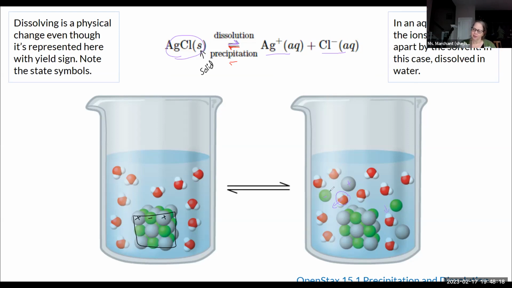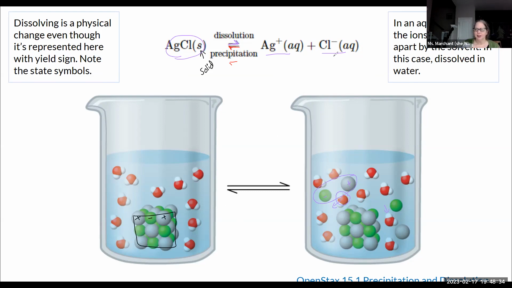This is not a covalent bond. We're not breaking the bond. This is an ionic bond in this case, and we're just stuffing some waters in the way, but there is still attraction between the positive and the negative particles.